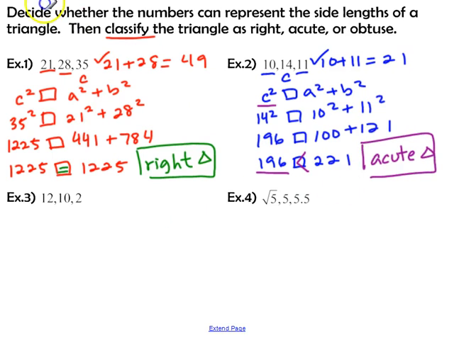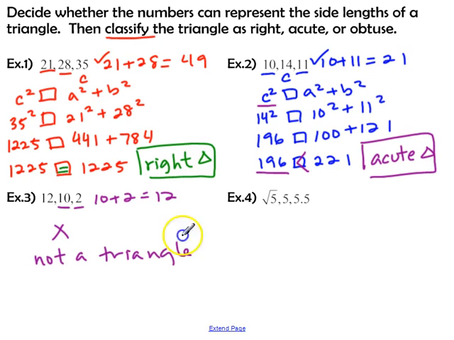Let's go ahead and take a look at example 3. First we need to check and make sure this makes a triangle. So the two smallest sides, 10 plus 2, is equal to 12. 12 is equal to 12, the biggest side. And remember, it has to be greater than the larger side, so this does not make a triangle. Since these three side lengths do not make a triangle, we can't classify it as a triangle, so we're finished.